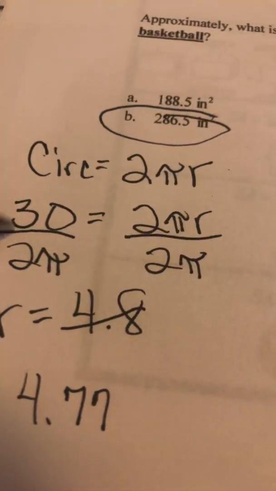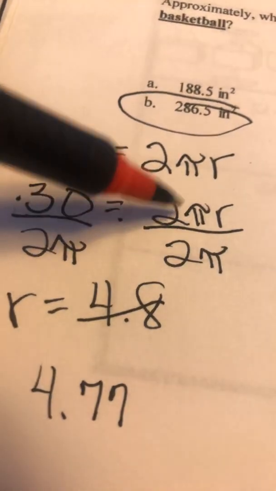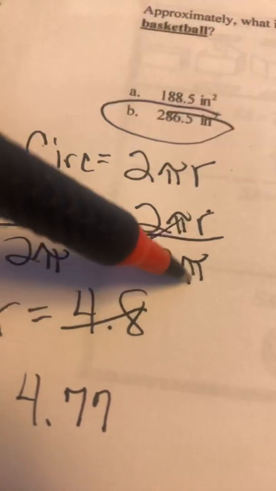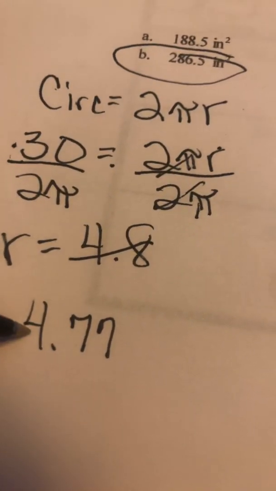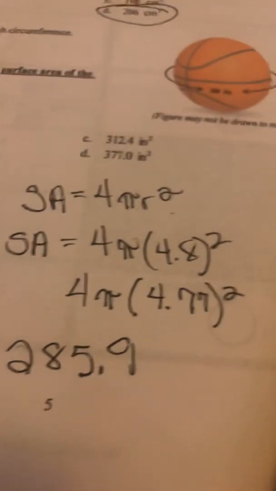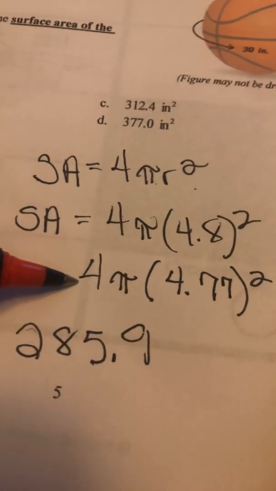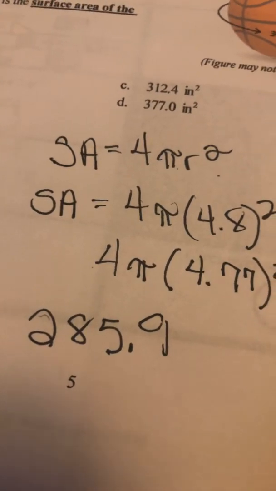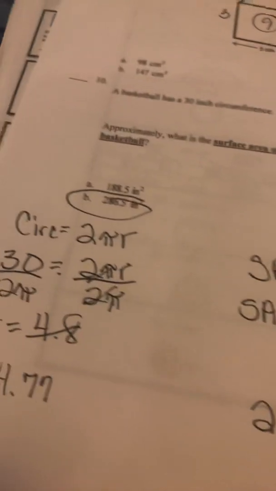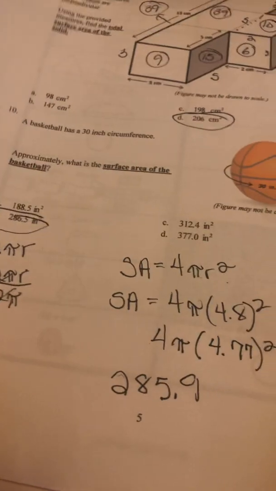And that's what we did here. The circumference is equal to 2 pi r. We're just going to divide both sides by 2 pi. r is equal to 30 divided by 2 pi, which is approximately 4.77. Then we're going to take that 4.77 and plug it into our formula for the area of a sphere, and you get 285.9. And that is it for the quiz.